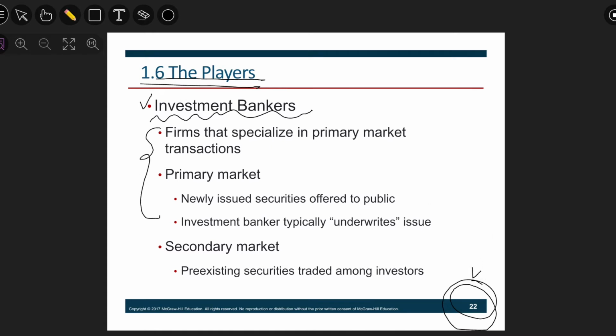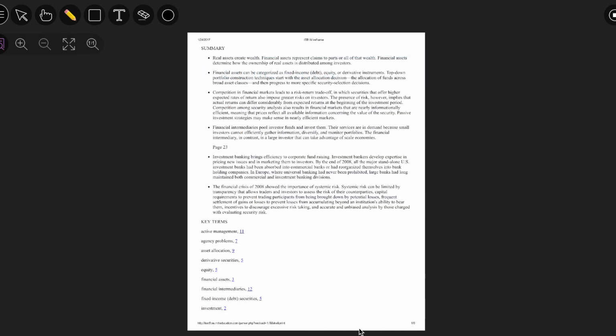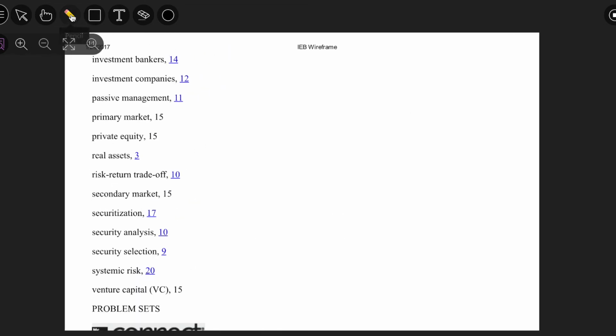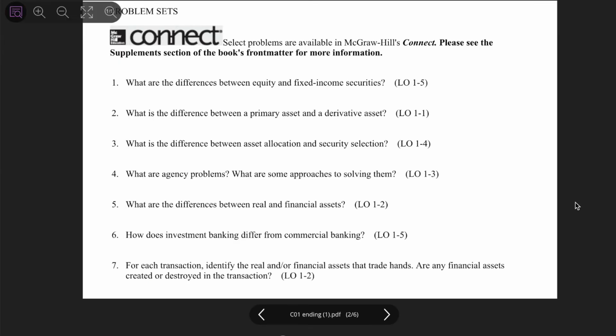So what I want you to do is, you already noticed that, right? So instead of 14 right there, delete it and change it to page 22 of our slide notes. Then we'll have a quick lookup. So let's move on to our questions. Number 1: what are the differences between equity and fixed income securities?